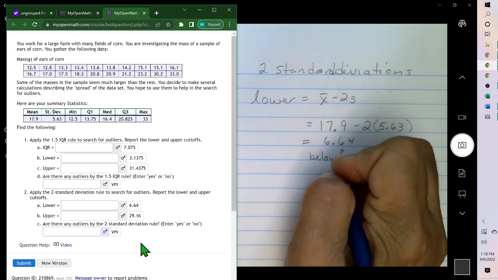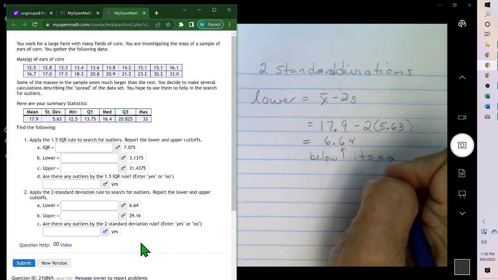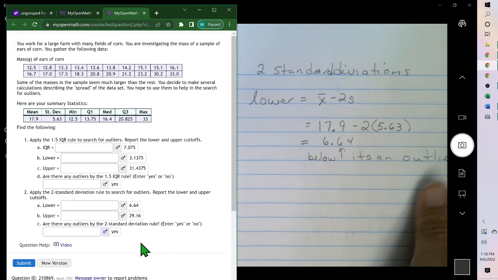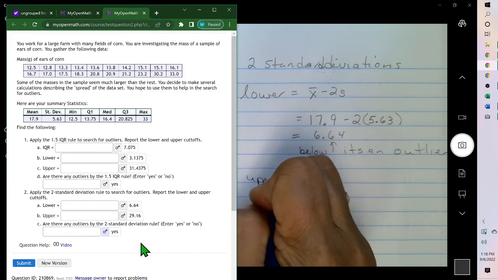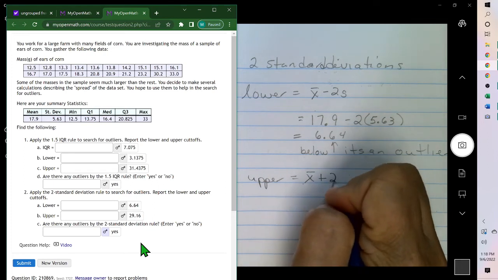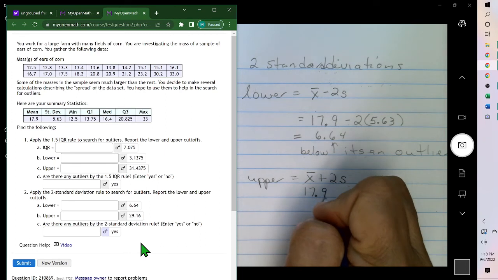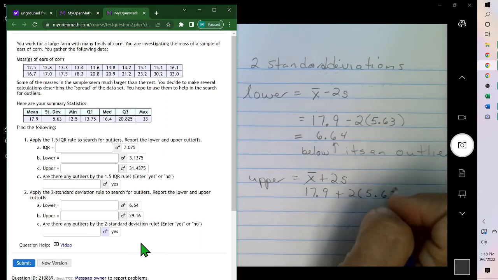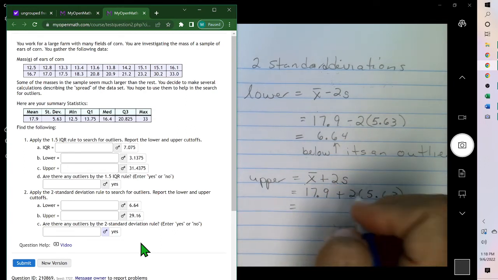So below this value, it's an outlier. And then the same thing, finding the upper, you still take the mean, but you add 2 standard deviations. Our mean was 17.9 plus 2 times 5.63, which will give us 29.16.